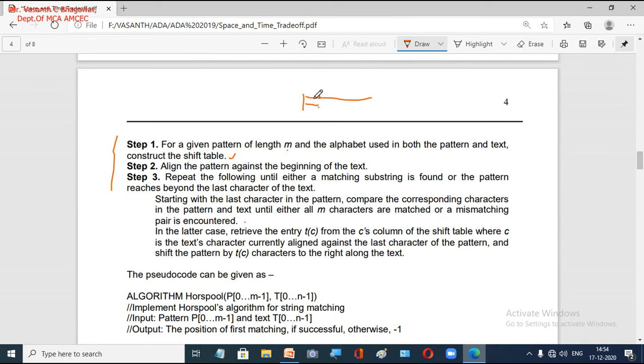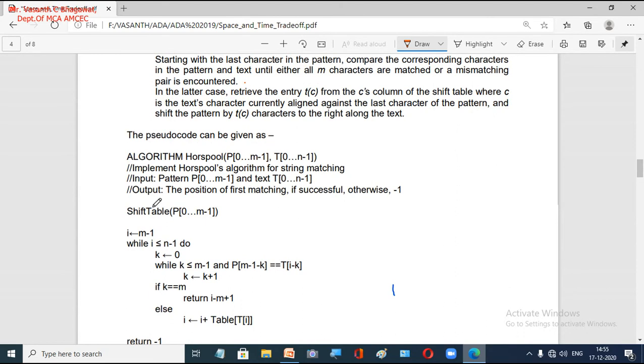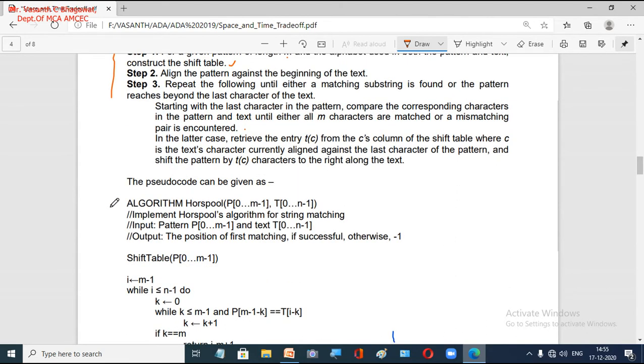So if the pattern is not matching, for example if this and this are not matching, you go to this character. Which is that character? We are going to design one table, as we said, the shift table. Now in the shift table, for this particular character, what value do you have? That many characters we shift our pattern towards the right side. We keep on doing this until the pattern is matched. Clear? So this is the actual algorithm of Horspool's.